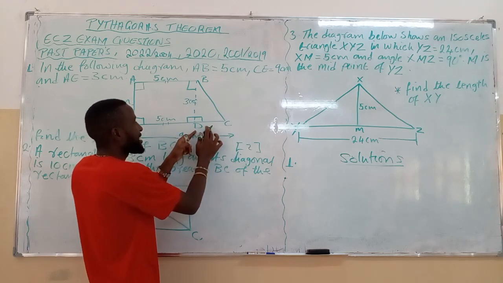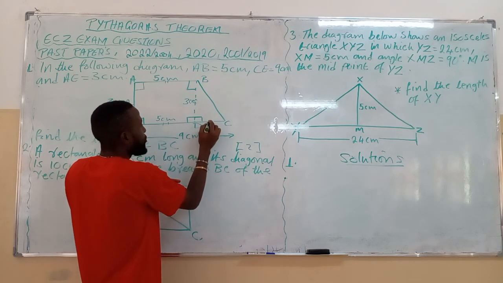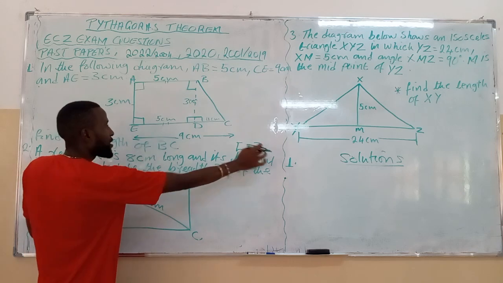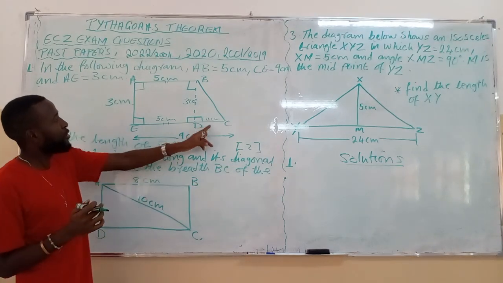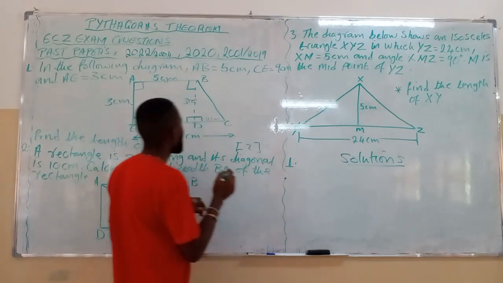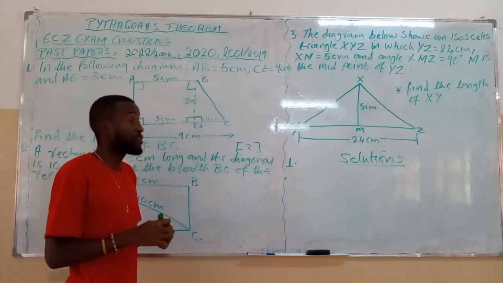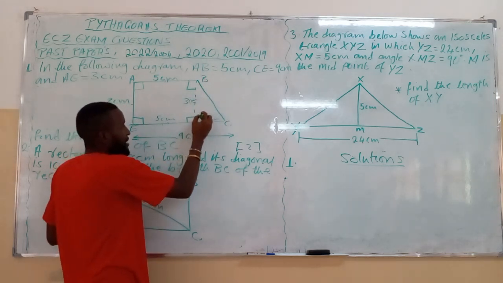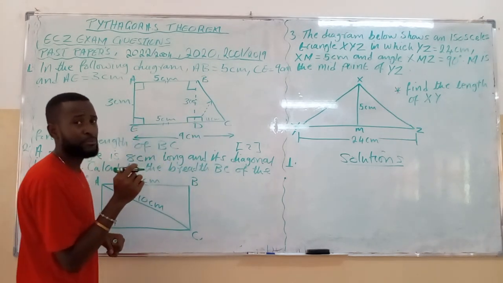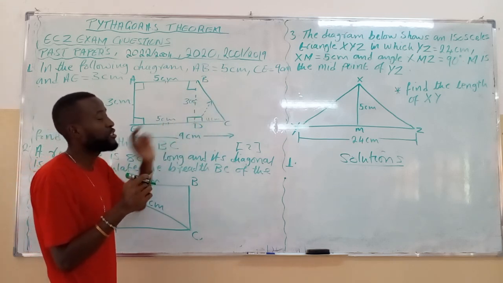Now what is my DC? When from 9 I subtract 5, DC will be 4 centimeters, because when I add 4 plus 5, I'll get the whole distance, which is 9 centimeters. Now that I've found the triangle there, I can answer the question by identifying what length BC is. Remember we said that the hypotenuse is always opposite the right angle. So automatically this becomes the hypotenuse, and I need to add the squares of these two sides.